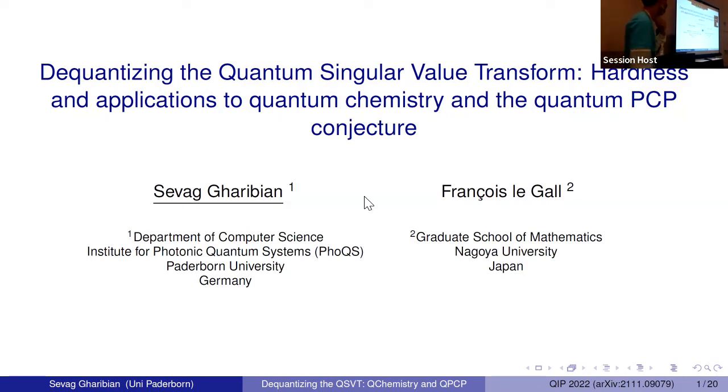All right, so our next talk is going to be by Sevag Gharibian, and he's going to tell us about dequantizing the quantum singular value transform, some word that I'm not totally sure what it is, and applications to quantum chemistry and the quantum PCP conjecture.